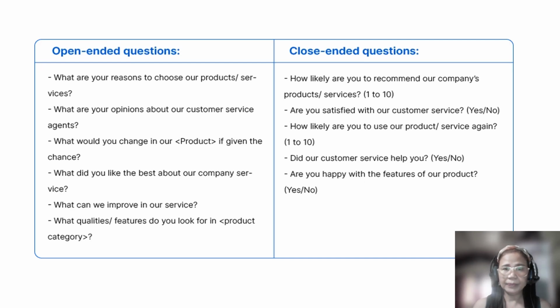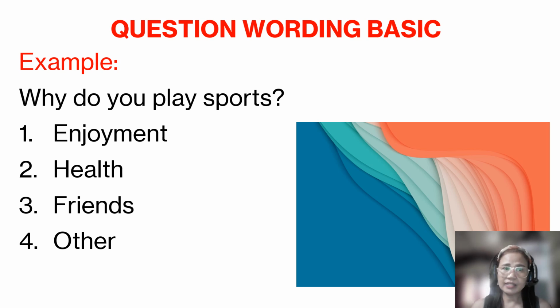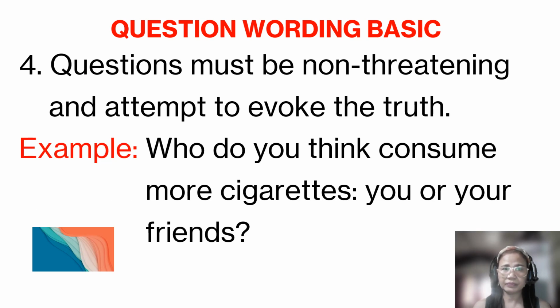All right? Next, example, why do you play sports? So this is a close-ended question. Number one, enjoyment. Number two, health. Number three, friends. Or number four, others. So the question is very definite. It gets appropriate answers. Number four, question must be non-threatening and attempt to evoke the truth.